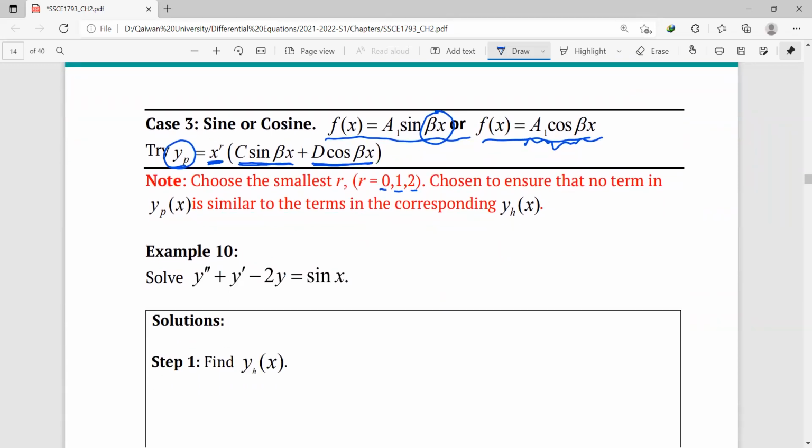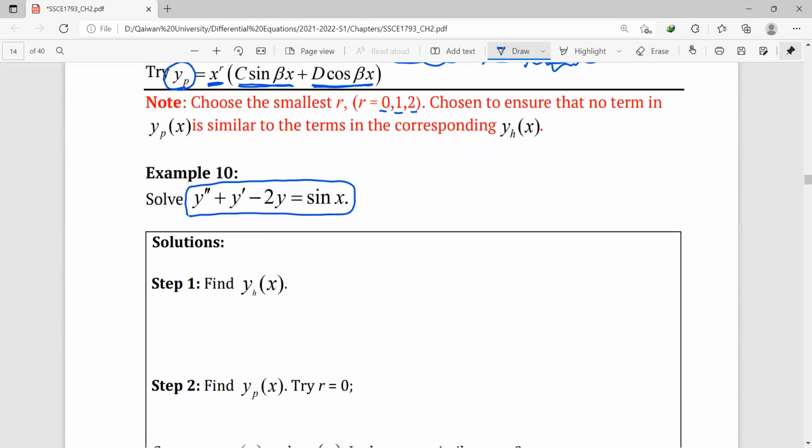Here we have an example: y double prime plus y prime minus 2y equals sine x. For this function, we should first find the homogeneous solution. In solving non-homogeneous differential equations, the first step is finding the homogeneous solution. For that, we take the homogeneous part, which means we put 0 for the right-hand side.